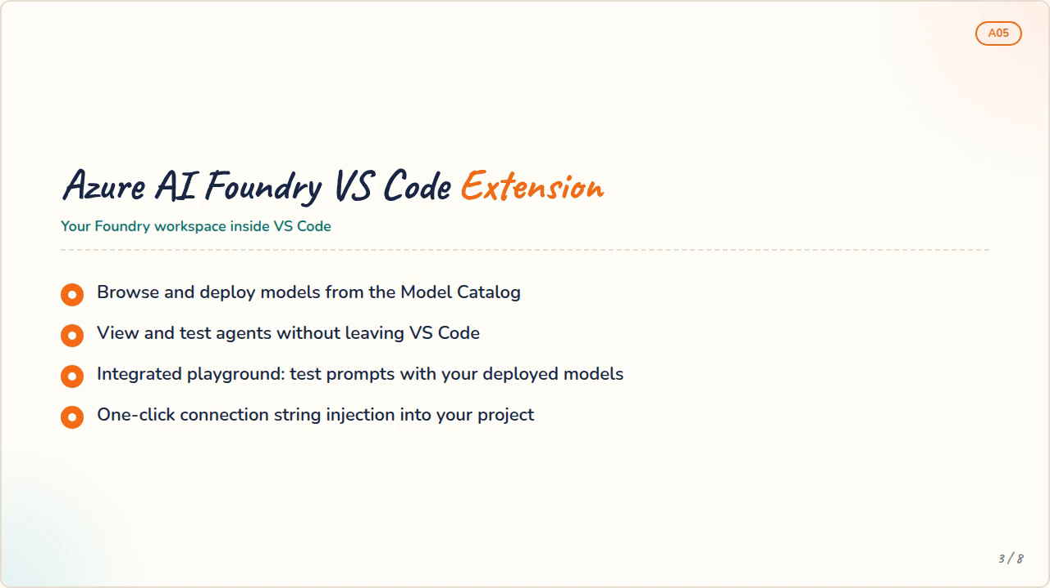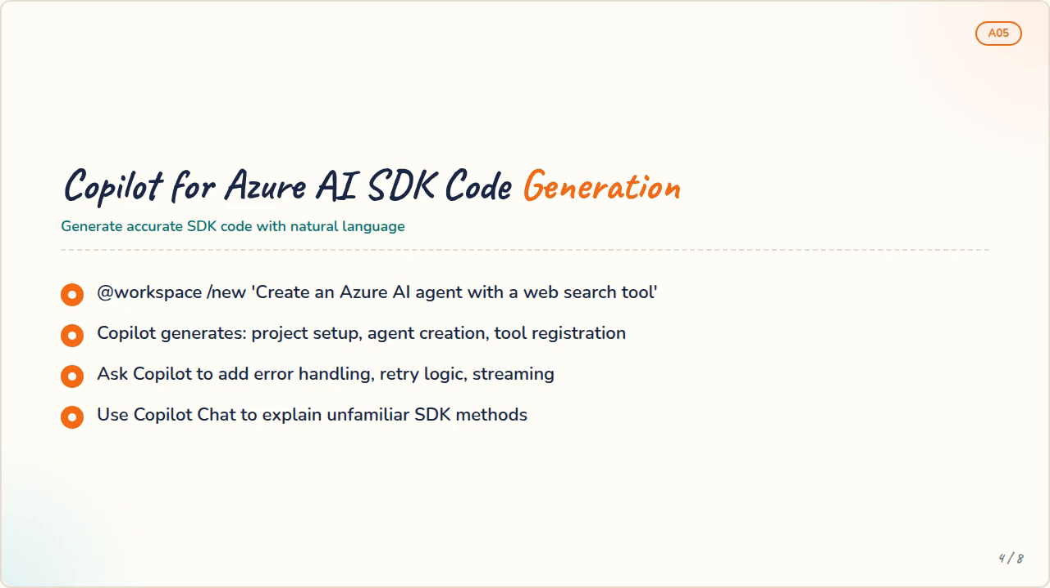Use the @workspace/ command to generate complete Azure AI SDK scaffolding from a natural language description. Copilot will generate the project setup, agent creation code, and tool registration. Follow up with requests to add error handling, retry logic, and streaming support.